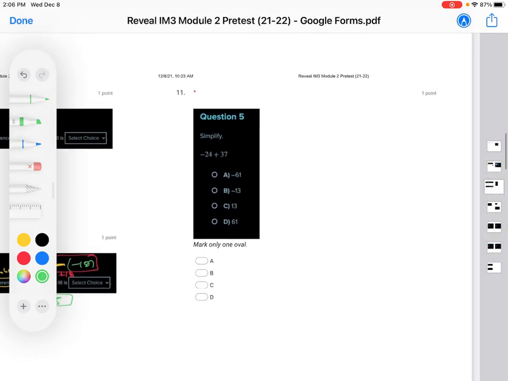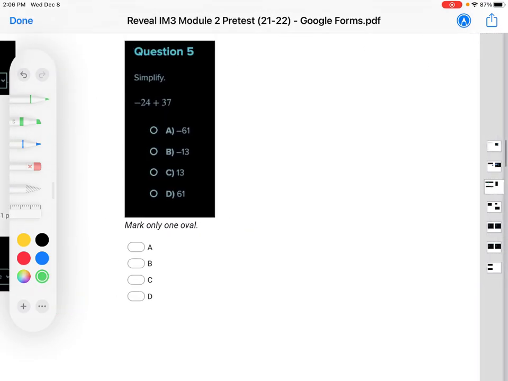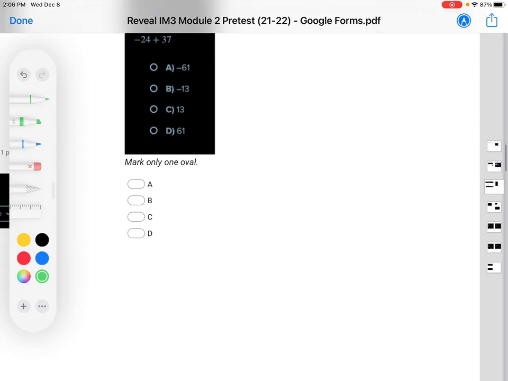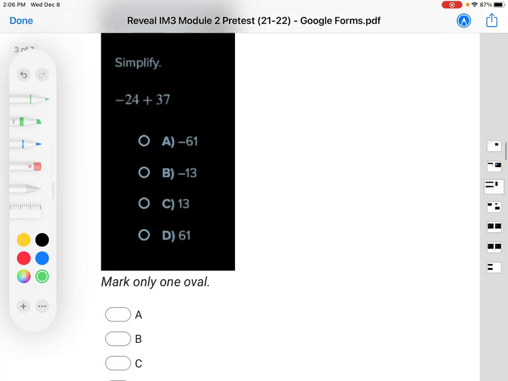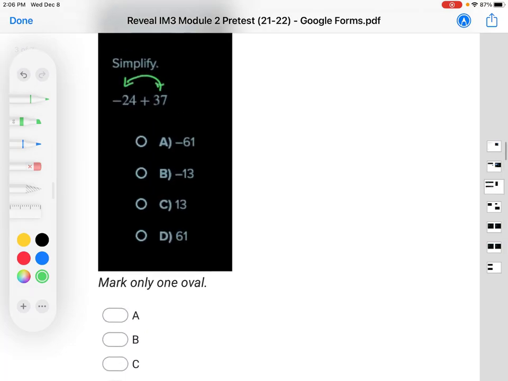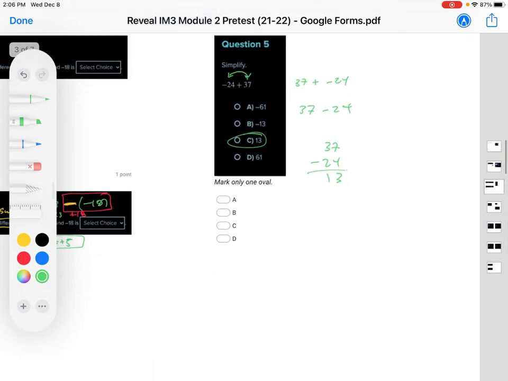Okay. Question number 5. We're just adding integers here. Did you know that you can change the order? This is called commutative property of addition. And you can actually just switch the direction of these. So you would have 37 plus negative 24. And essentially, that's just 37 minus 24. And I like to do it vertical. So 7 minus 4 is 3. 3 minus 2 in the tens place is 1. So you're left with 13. C is your answer.